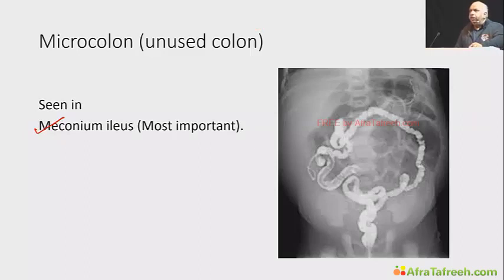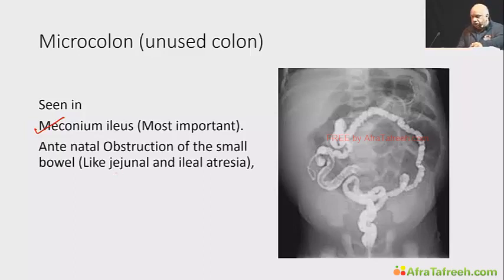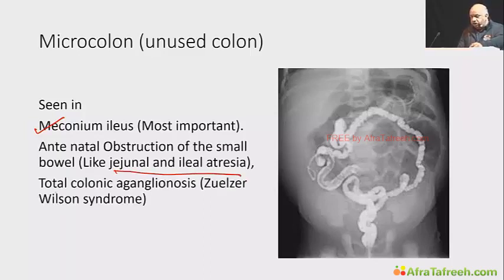Whenever you get a picture like this, your answer is meconium ileus. Unlikely to become an image-based question, but yes, it can become an image-based question. Unlikely, but it can be asked. There are 2 more causes. One is bowel atresia in the fetus, jejunal or ileal atresia. Second is total colonic aganglionosis, Hirschsprung's but involving the whole colon, which is very, very rare, called Zuelzer-Wilson syndrome.